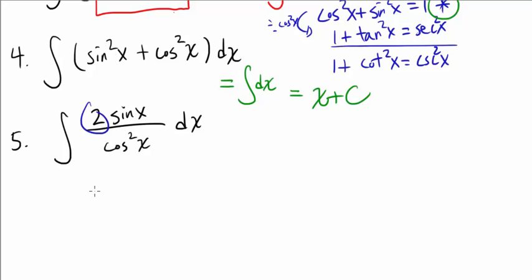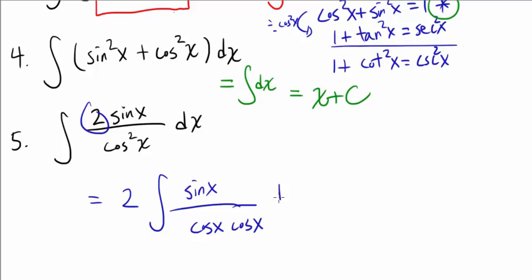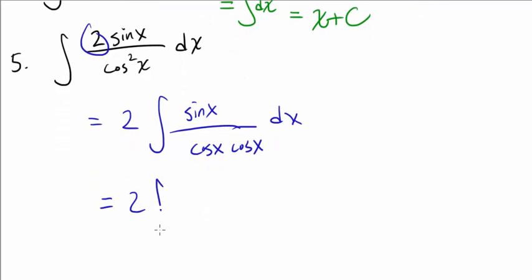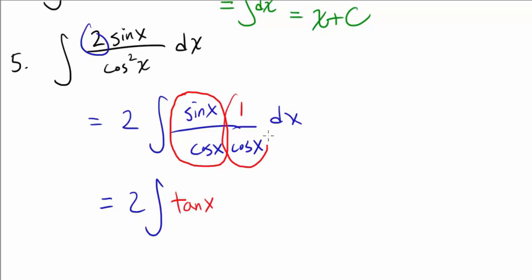Let's start by getting 2 outside. So we have 2 times integral of sine of x over cosine squared of x. Let me break it apart to cosine x times cosine x. You will soon see why I broke it apart. How we can group this, so we have something inside the integral that we can actually evaluate. We can break this down into sine of x over cosine of x, which is the same thing as tangent of x, and 1 over cosine of x, which is secant of x.